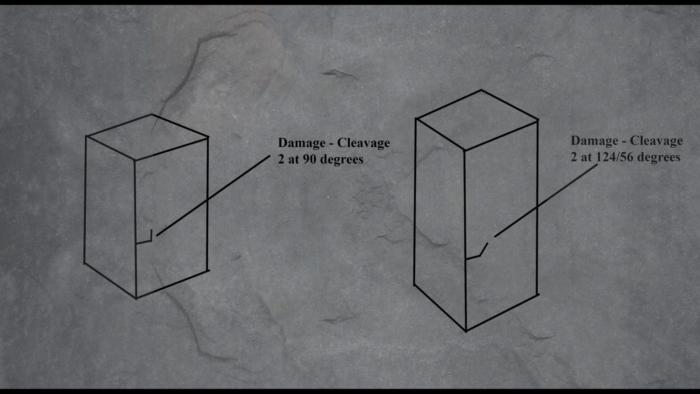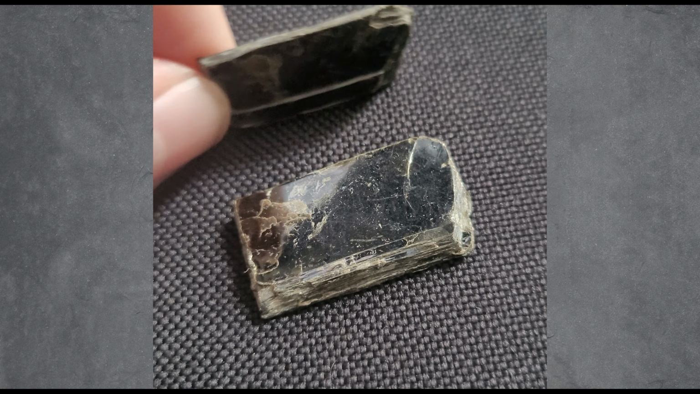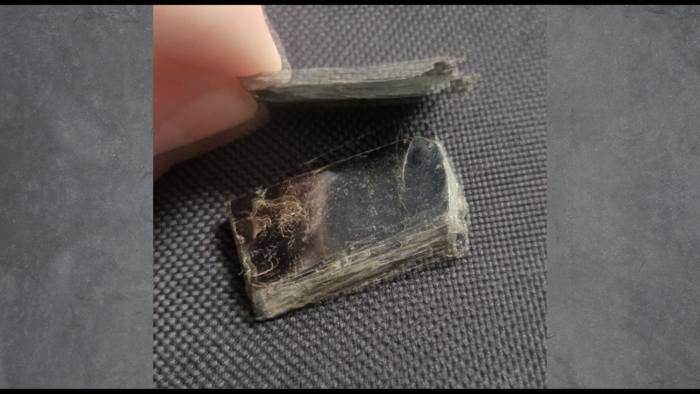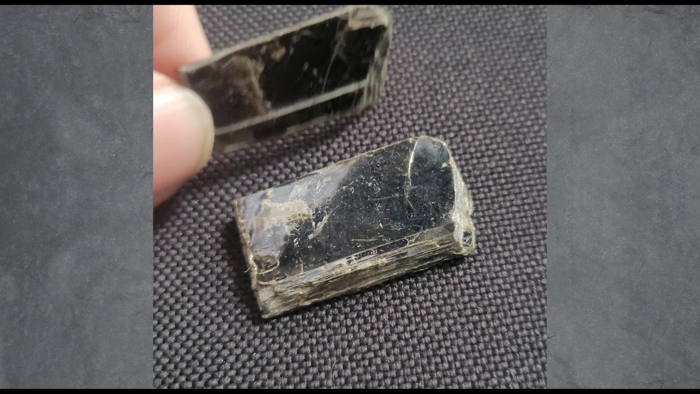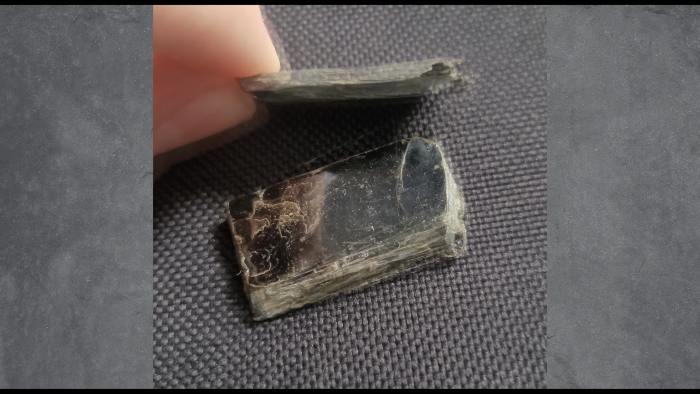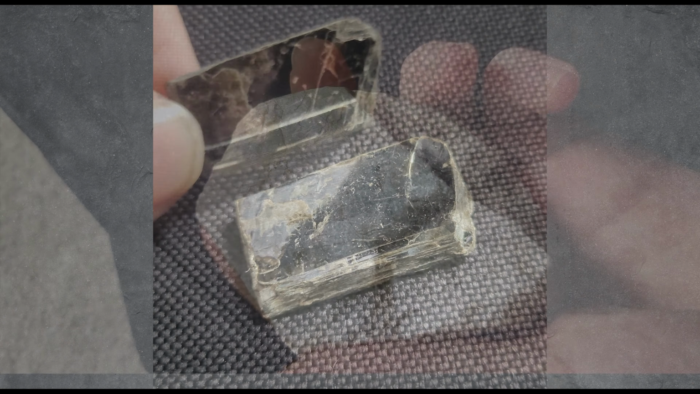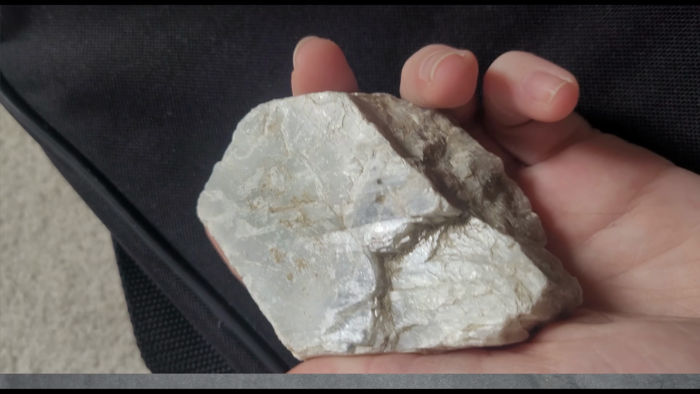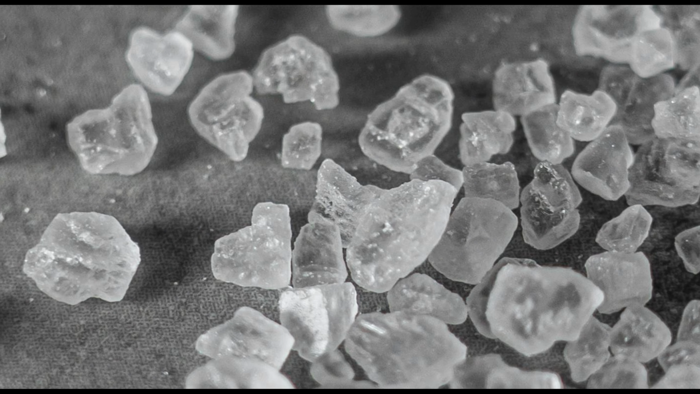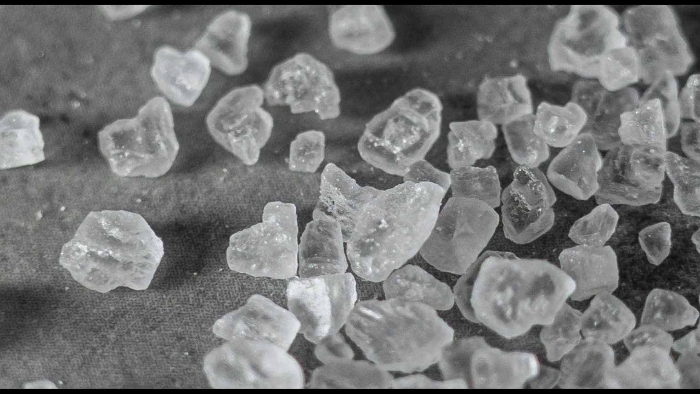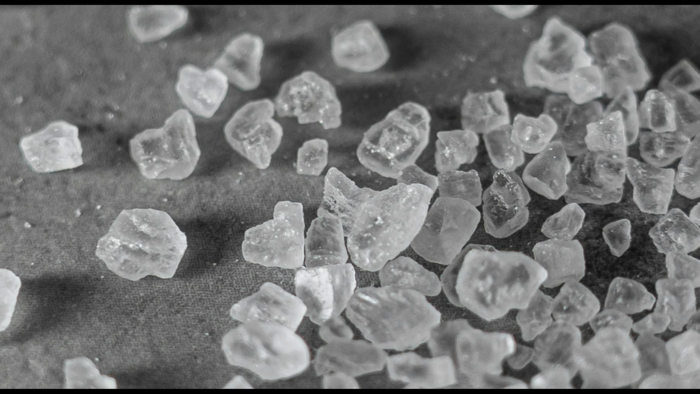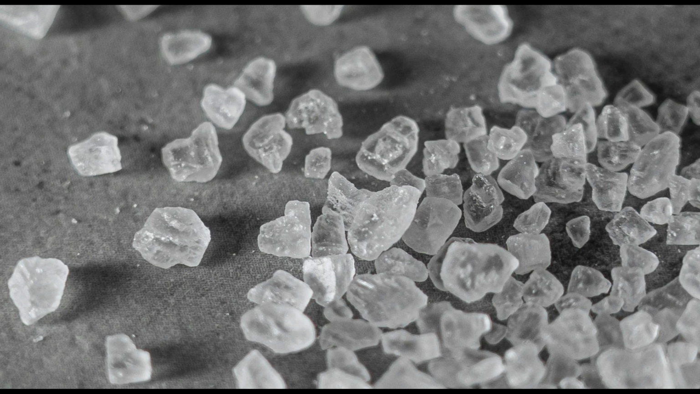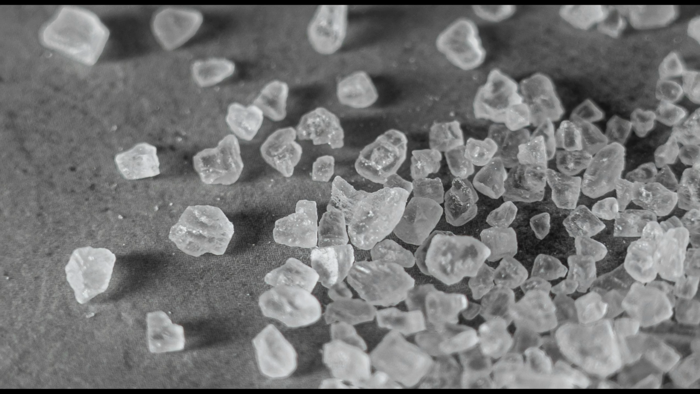For example, biotite has a single perfect cleavage, which forms the platy habit. We describe this as perfect cleavage at 180 degrees. While feldspars have 2 good cleavages that meet at roughly 90 degrees, as you can see here. And halite, which is common table salt, has 3 perfect cleavages at 90 degrees, also known as perfect cubic cleavage.